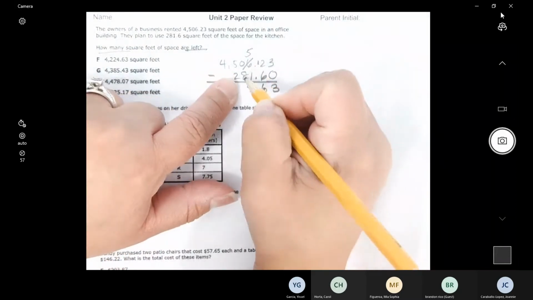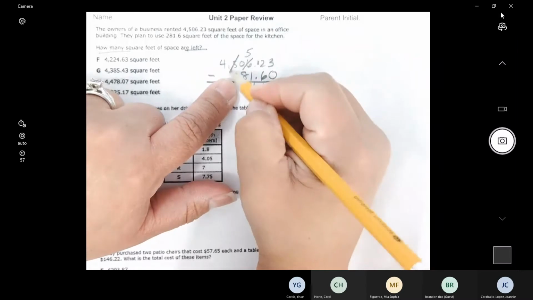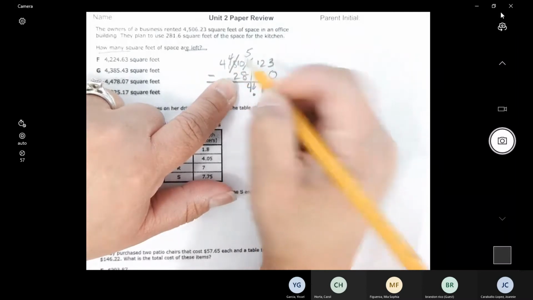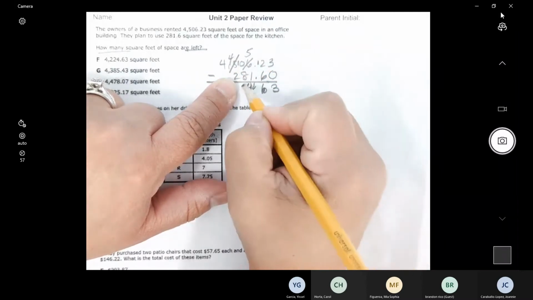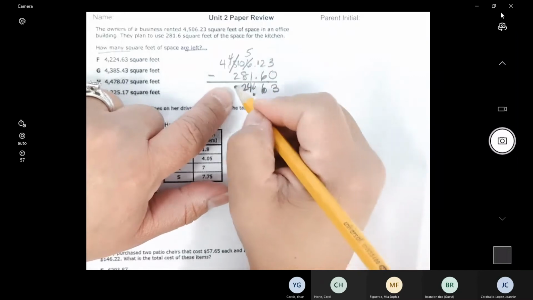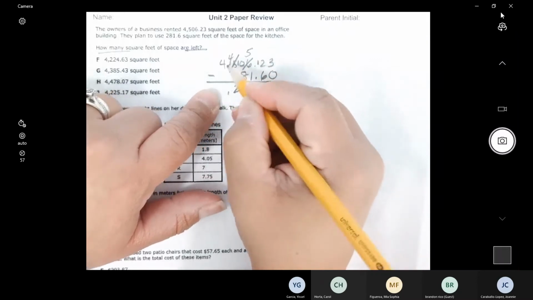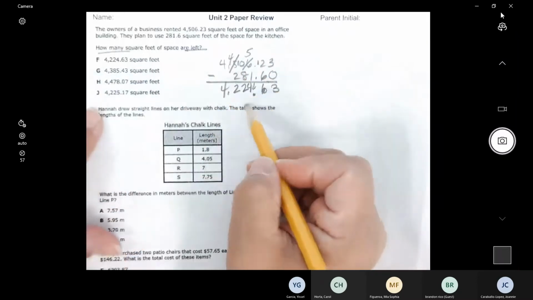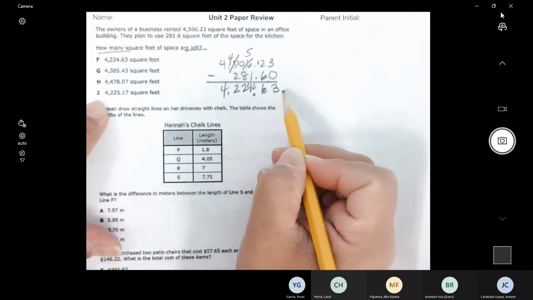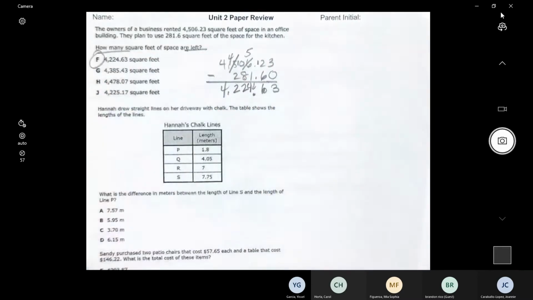Now, can I take away 0 minus 8? So I have to borrow from here. This becomes a 4, and this is 10. 10 minus 8 is 2, and 4 minus 2 is 2. Bring down my comma and bring down the 4. So my answer is 4,224.63 square feet.